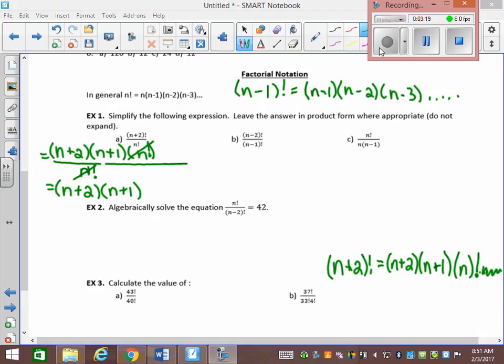With b, n minus 2 factorial over n minus 1 factorial, which one's bigger? N minus 1 is bigger, right? Because n minus 1, then it goes to n minus 2, 1 less, factorial, right? So n minus 2 is smaller, so I'm going to leave it there, n minus 2 factorial. And the bottom, I'm going to make n minus 1. 1 less than that would be n minus 2. And I could keep going, dot, dot, dot. But instead of keep going, I'm going to actually just go n minus 2 factorial.